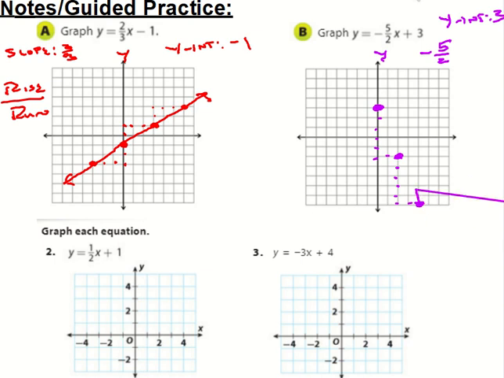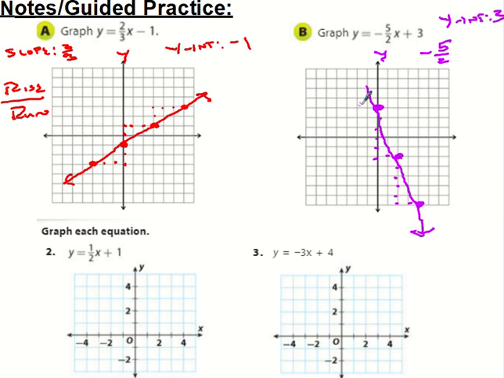Whoa, that was weird. Here. So I'm going to connect these points. I don't know what it's doing, guys. My computer is having a spaz attack. What is happening? Sorry, I don't know what's happening.